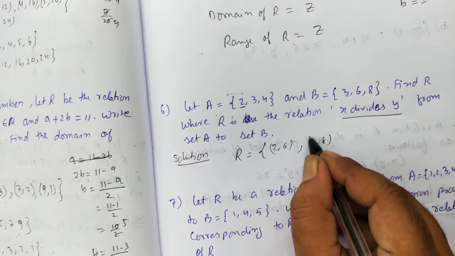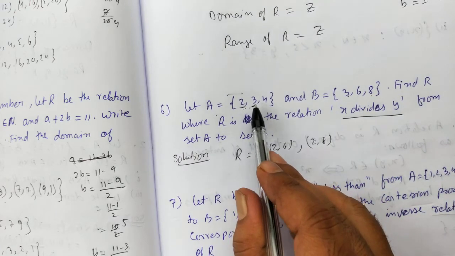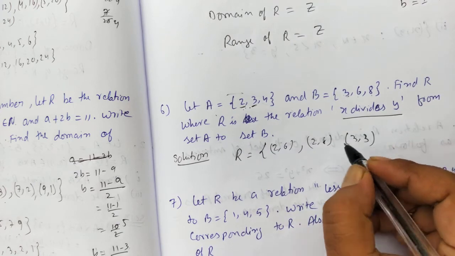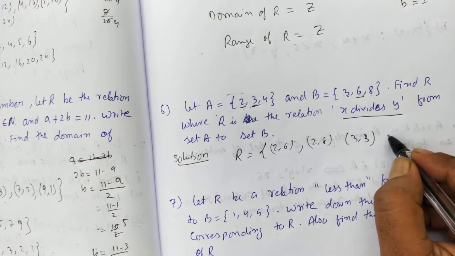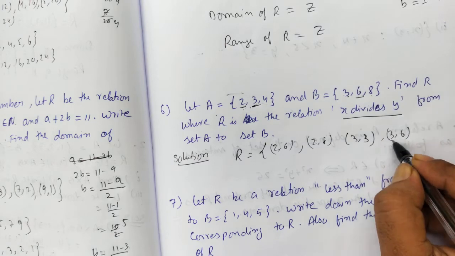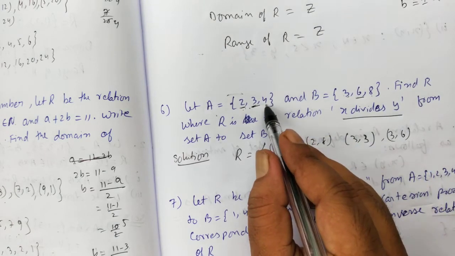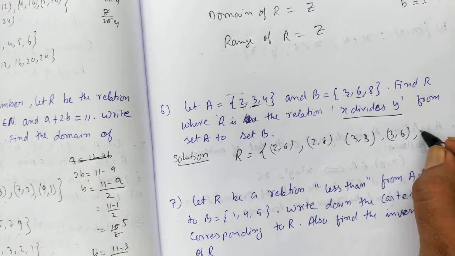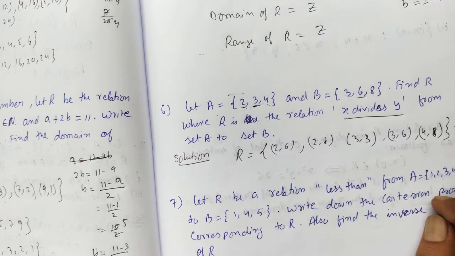(2, 8). 3 can divide which number? 3 can divide 3. And 3 can divide 6. 4 can divide which number? 4 cannot divide 3. 4 cannot divide 6. 4 can divide 8. So last one is (4, 8). So this is your relation.